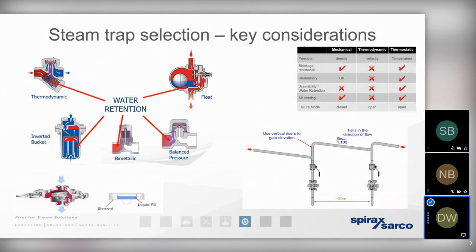And if a trap were to fail in the closed position, there could be a slight risk of a little bit of microbial growth as well. So we need to select a specific type of trap for use on clean steam systems. And as you can see, it can only be the thermostatic trap that satisfies all of these requirements. And that's really demonstrated in the bottom left-hand corner of the screen here.